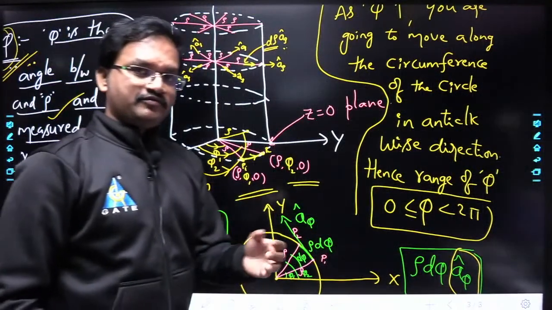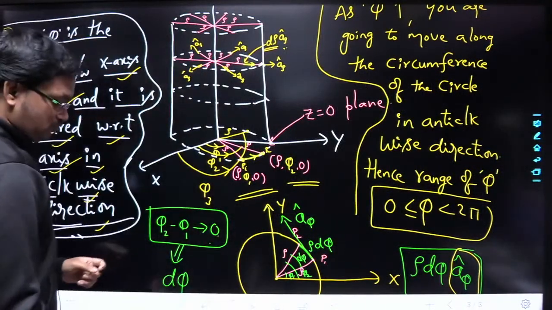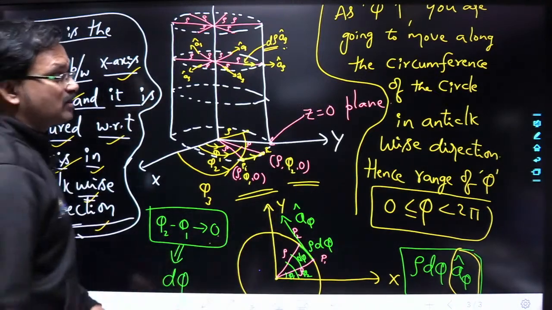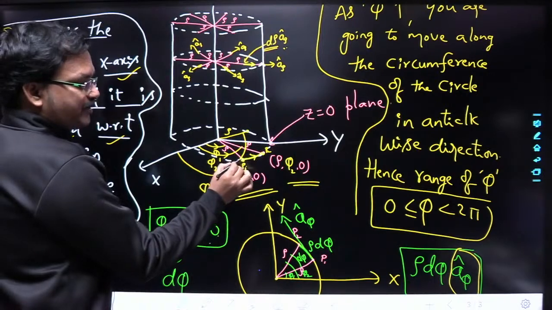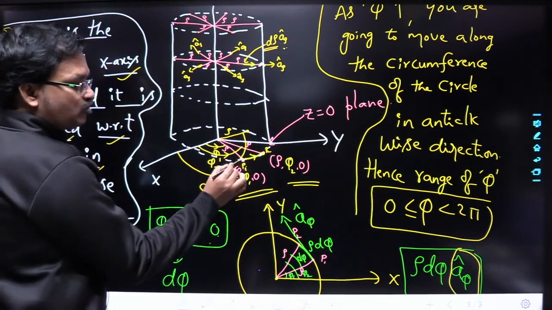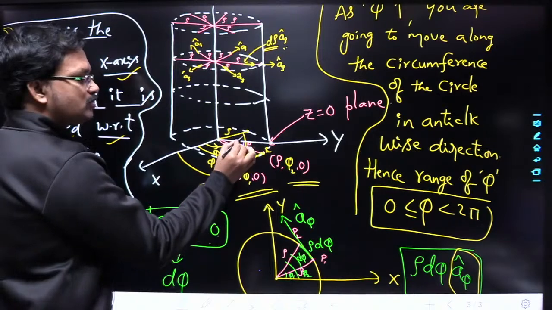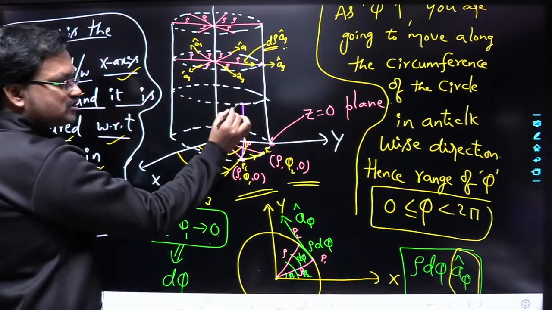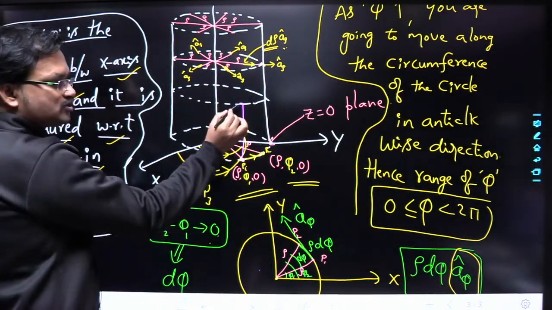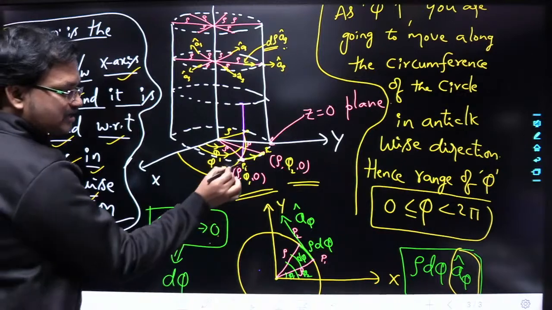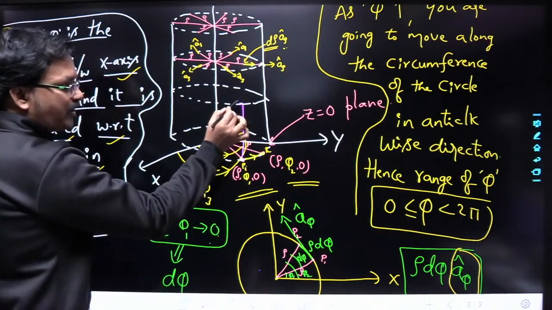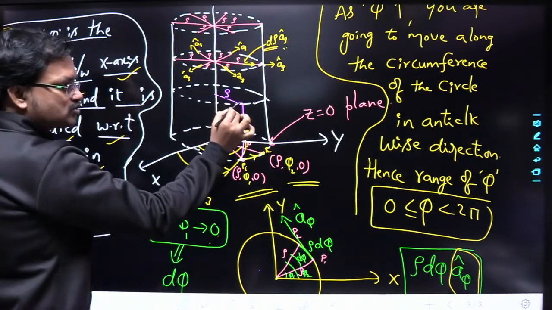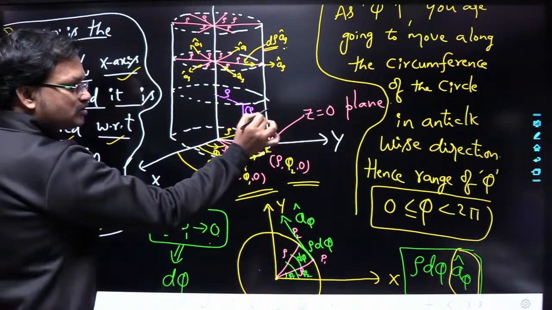So rho completed, phi completed. Now what is remaining here? Z. I hope you can easily understand Z here. See, if I move from this point to this point, what is going to change? This point is also at the same normal distance rho. So this rho coordinate is not going to change.